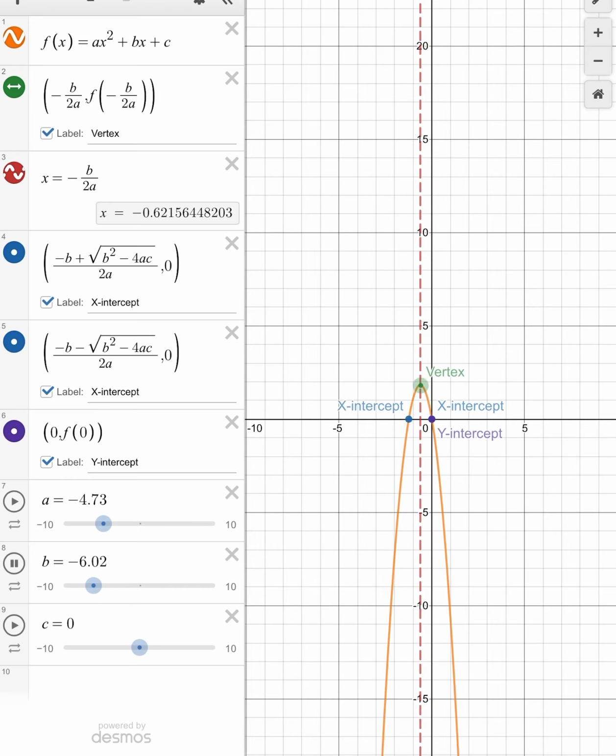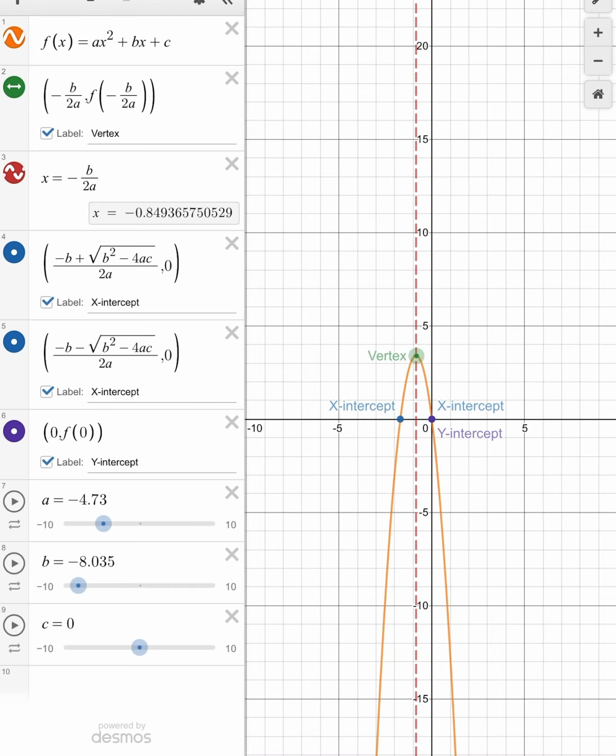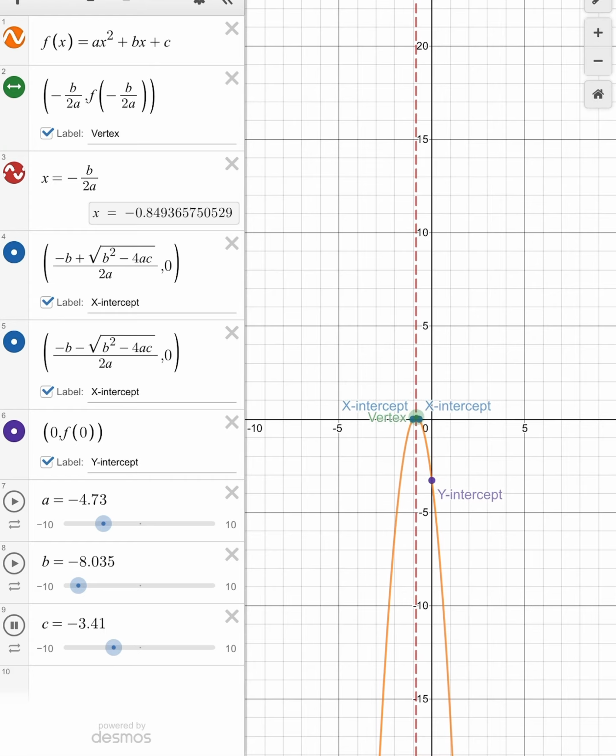All right, I'm going to stop our B value right here at negative 8.035. And last but not least, we're going to take a look at C. What happens when I change the C value? Okay, just as before, we're going to increase to 10, then decrease down to 0, then past 0 all the way to negative 10, and we're going to go again. Ready? And here is the C value changing. Ooh, I want to stop it right here.